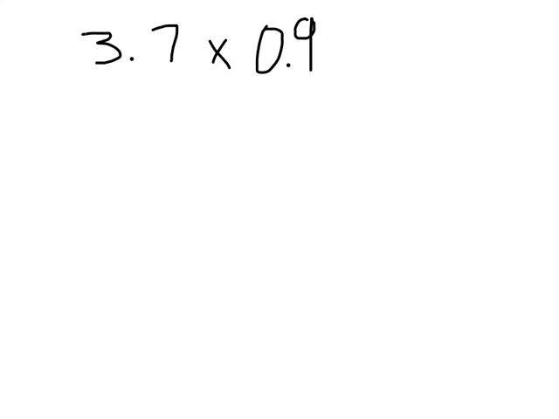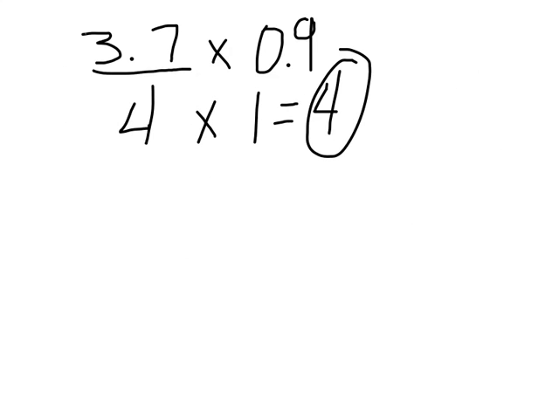Let's try another one. 3.7 times 0.9. First, I need to find a good estimate of the product. Which of these would be best to estimate the product of 3.7 times 0.9? 4 times 1. 3.7 is very close to 4, and 0.9 is very close to 1. So I know my product is going to be about 4. Now I can multiply 3.7 times 0.9.